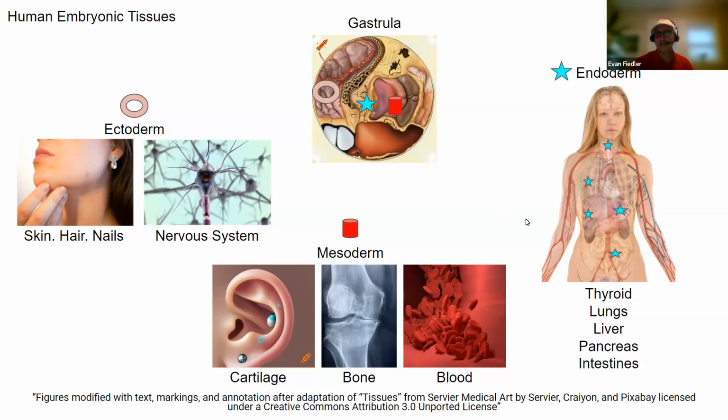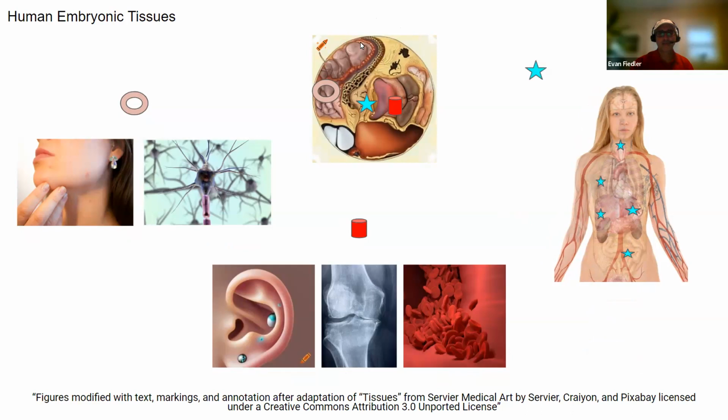All right, you ready to do it without the notes? Here we go. Gastrula, ectoderm, giving rise to the skin, hair, and nails, and nervous system. Mesoderm, middle layer of the gastrula, giving rise to cartilage, bone, and blood. Endoderm, innermost layer of the gastrula, giving rise to the thyroid, the lungs, the liver, the pancreas, and the intestines.